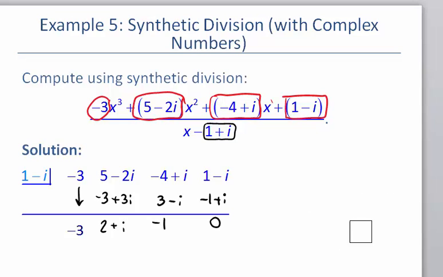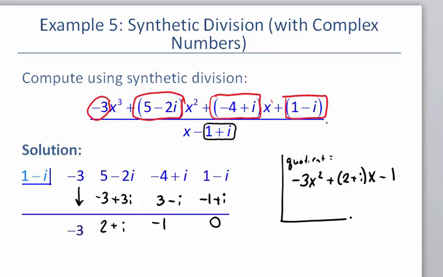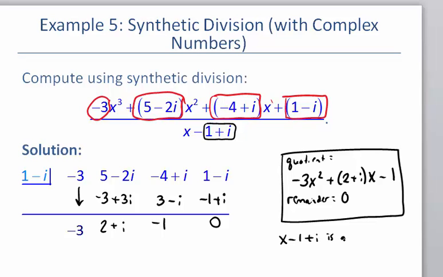We know that the remainder is equal to 0. We know that the quotient is equal to, now remember you start with 1 less, so if we had an x cubed here, we're going to start with an x squared down here. So negative 3x squared plus 2 plus i times x, kind of working our way down, minus 1. And so this is our quotient. Remainder is equal to 0. And we know that x minus 1 plus i is a factor.